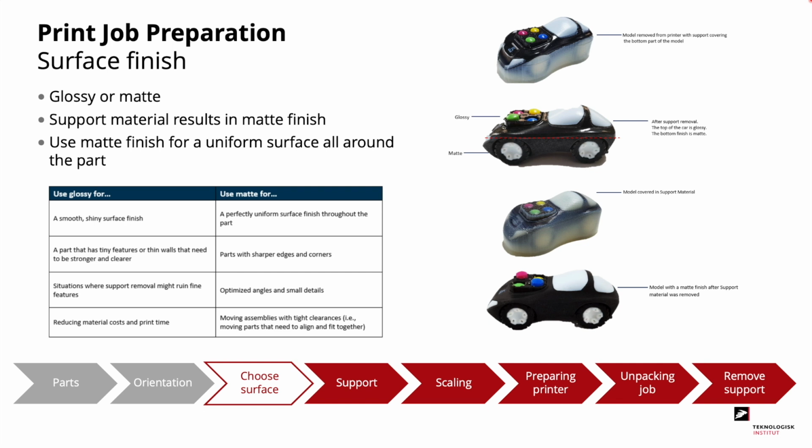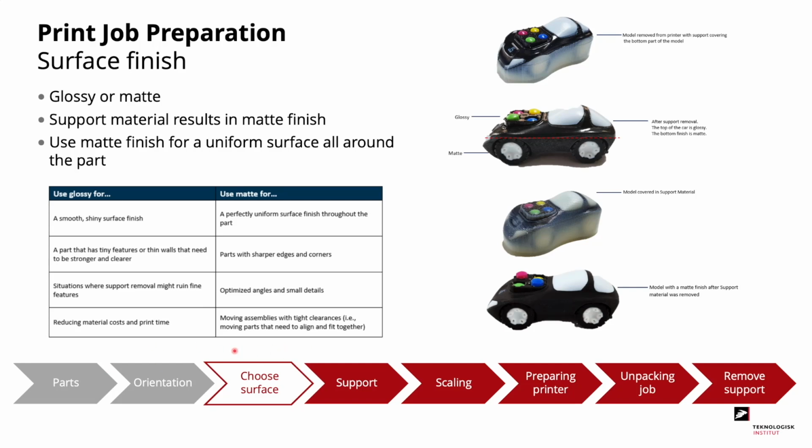Once we've oriented our parts, we need to choose the surface finish, and here we can choose between glossy or matte. When you have support material, this results in a matte finish, and you use the matte finish when you want to have a uniform surface all around the part. If you look in the table below, you can see some of the typical uses for either glossy or matte.